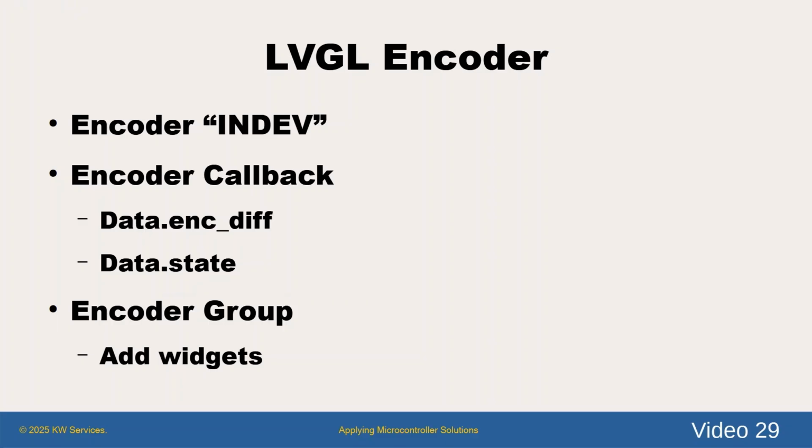Okay, now that we know the encoder driver works, let's look at the 3 steps to set up an encoder in LVGL programs. First, we define the encoder INDEV and its read callback. The callback must provide values to the data variable, specifically the enc_diff and the state. Lastly, we define an encoder group. Here we attach any widgets to be controlled by the operating logic.